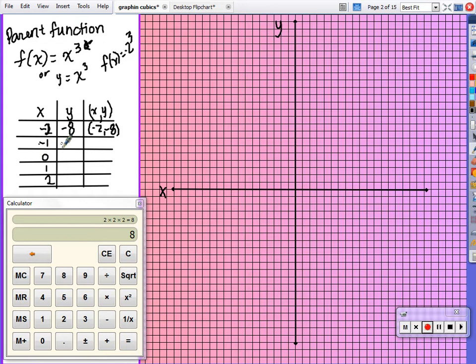We're going to plug in a -1. We can do that one. -1 squared is 1, times -1 is -1. So we plug in a -1, we get out a -1. We plug in a 0, we get 0. 1 is going to be 1, and 2 is going to be 8. So we're going to graph these points here.